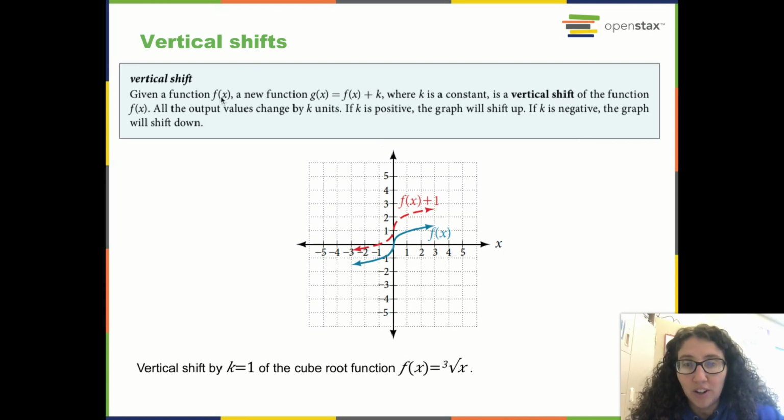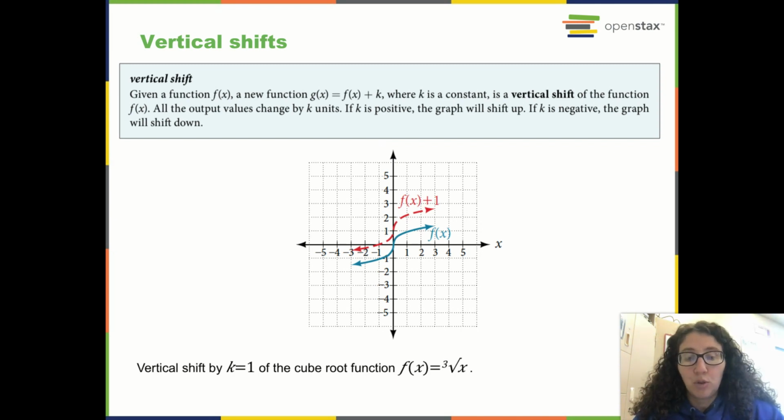If you have a function f of x and a new function g of x, where we're just adding a constant, and that constant could be positive or negative, it's a vertical shift of the function f of x. So all the output values change by k units. If k is positive, it shifts up, and if k is negative, it shifts down.